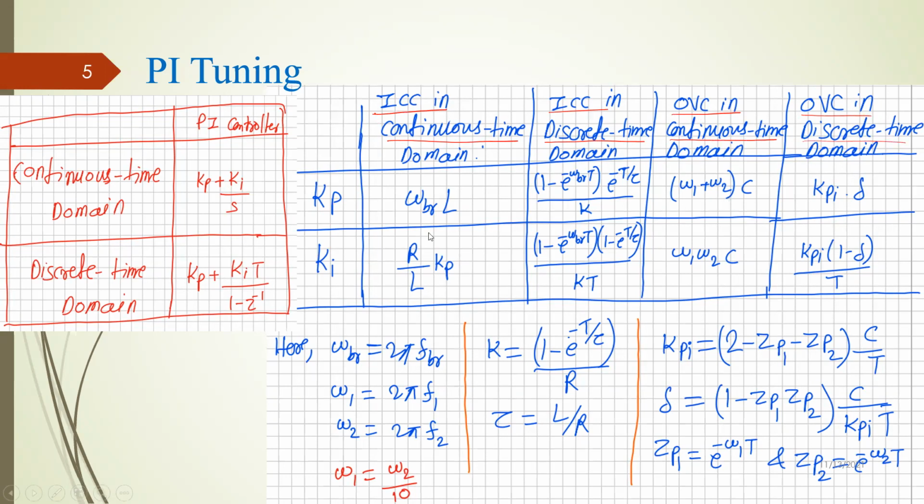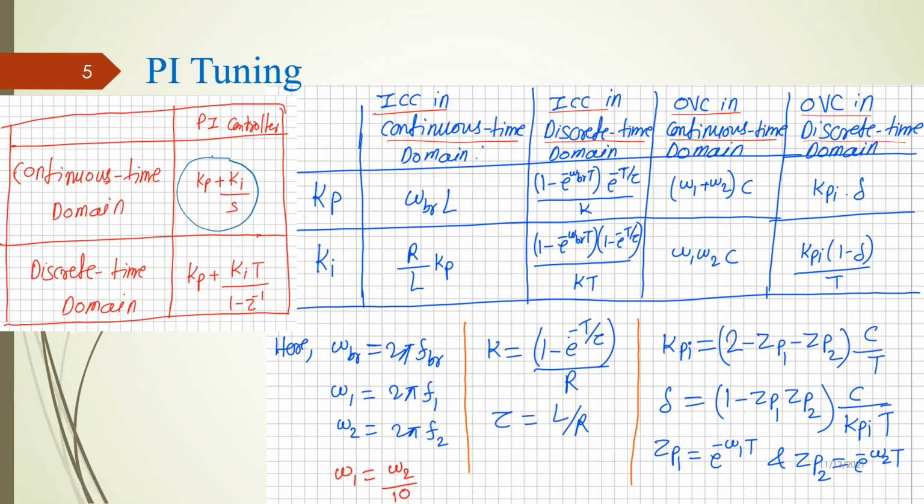So these are the expressions for KP and KI, which you can use for tuning, and all the rest of the parameters needed to tune KP and KI are mentioned below. In the continuous time domain, we implement our PI controller like in the image shown above.